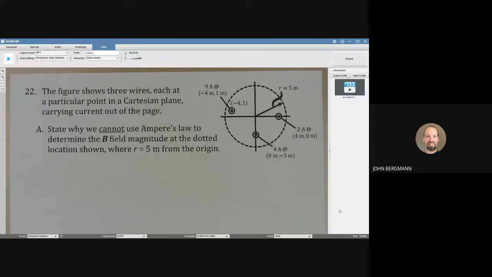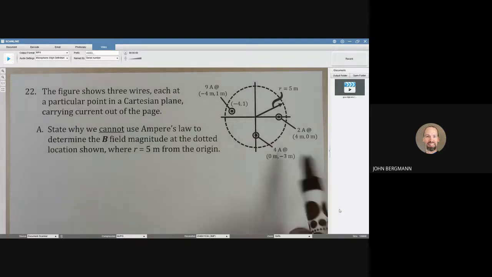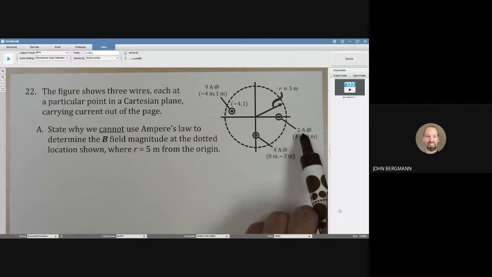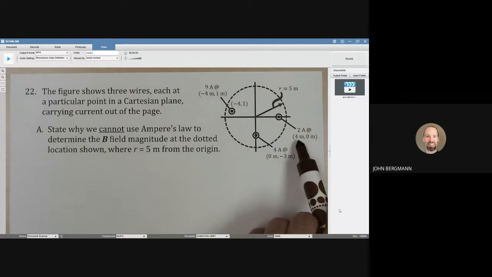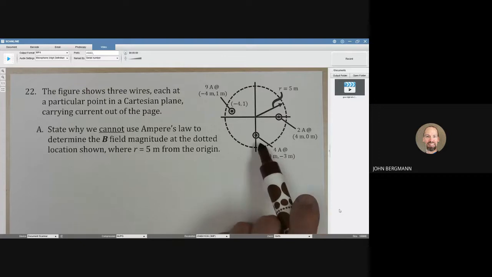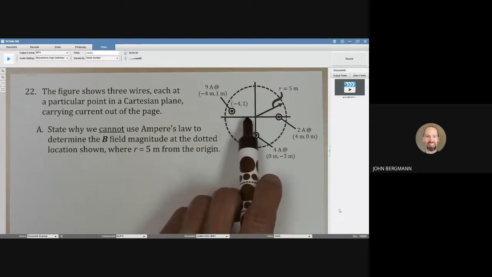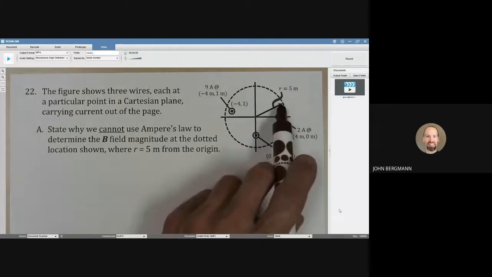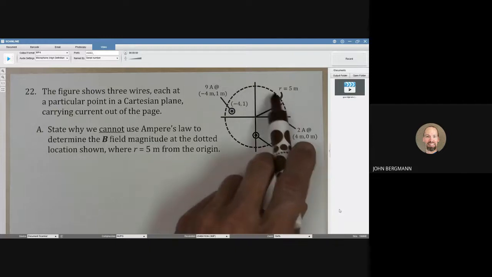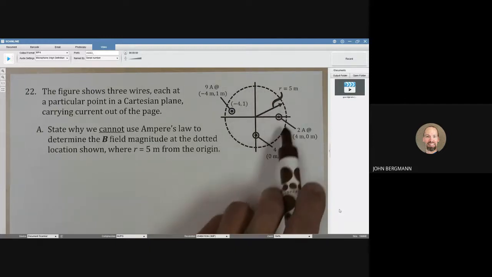Ampere's law. The figure shows three wires, each at a particular point in a Cartesian plane, carrying current out of the page. So you can see here we have the origin, and then we have a 2 amp current coming through this wire towards us, out of the page, and that wire is at a location 4,0 meters. Then we have another wire here. This is 4 amps of current, and then we have one more here, 9 amps of current at -4 meters, 1 meter. Here we have a distance of 5 meters from the origin.